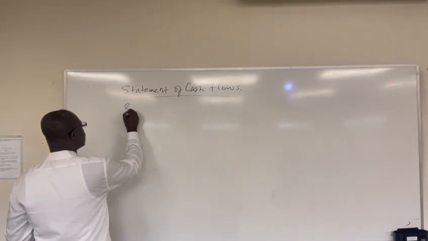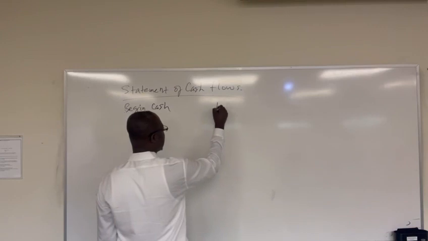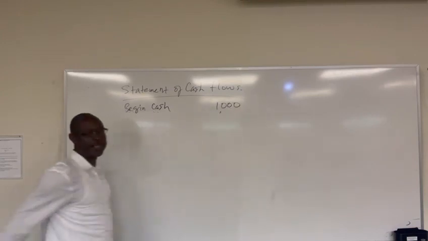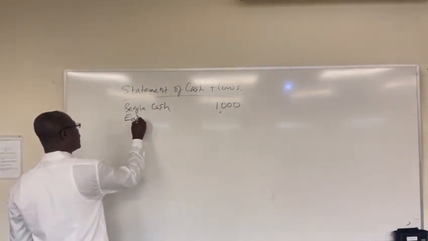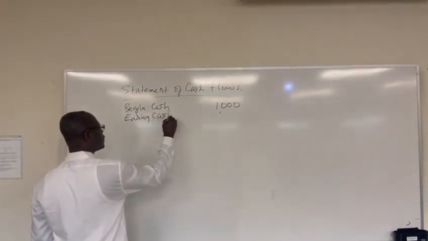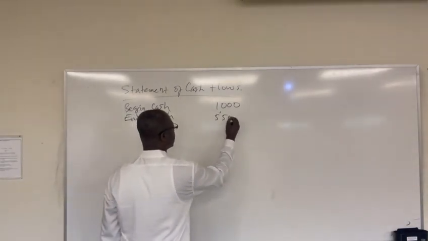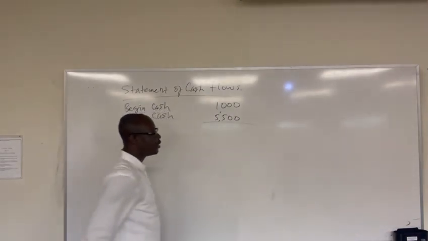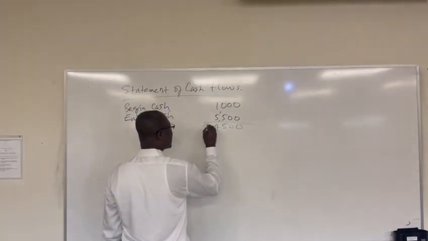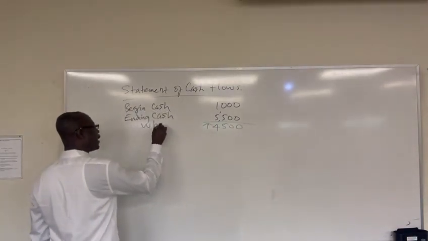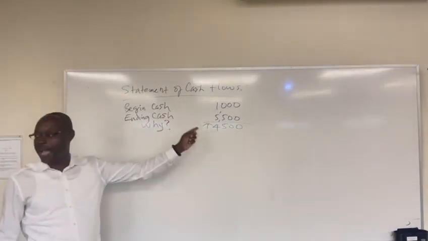And so what you're going to do is start with the beginning cash balance. Let's say you started at the beginning of the period with a cash balance of $1,000 as an example. And then you are going to say, what is my ending cash balance? Let's say your ending cash balance is $5,500. So the difference is a $4,500 increase. And the question that this statement is asking is why?